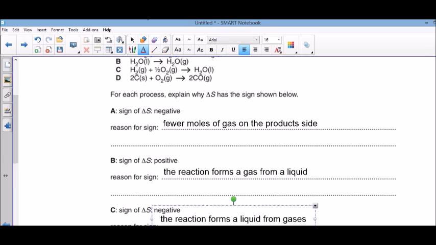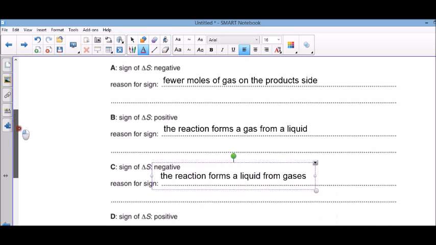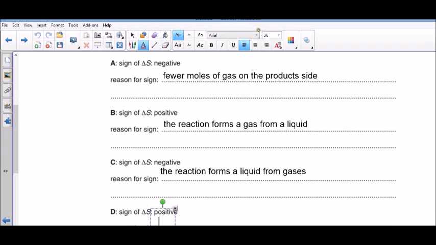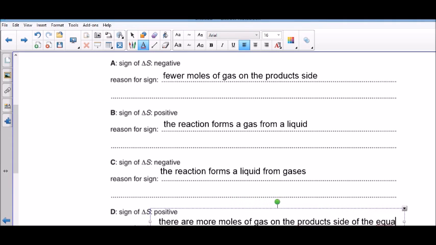And then in D, let's just look at that before we scroll down a bit, we've got a solid and a gas, 1 mole of a gas on the left, and we've got 2 moles of gas on the right. So we can go back to that gas explanation again and just say that there are more moles of gas on the product side. And that should be a nice easy 4 marks for this question.